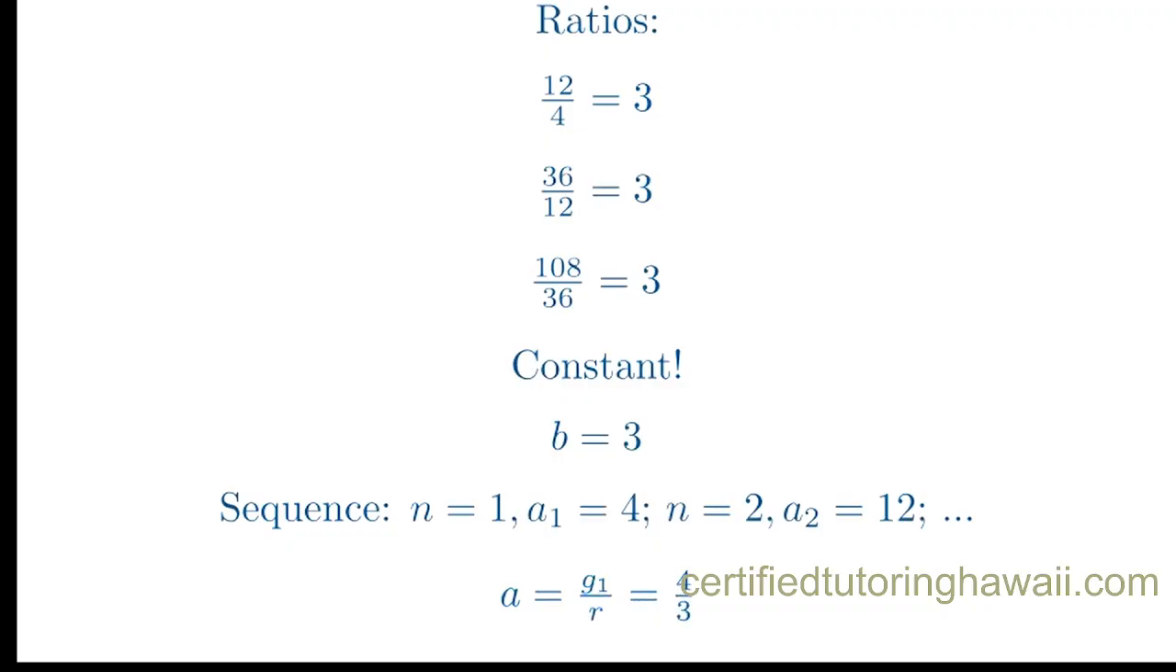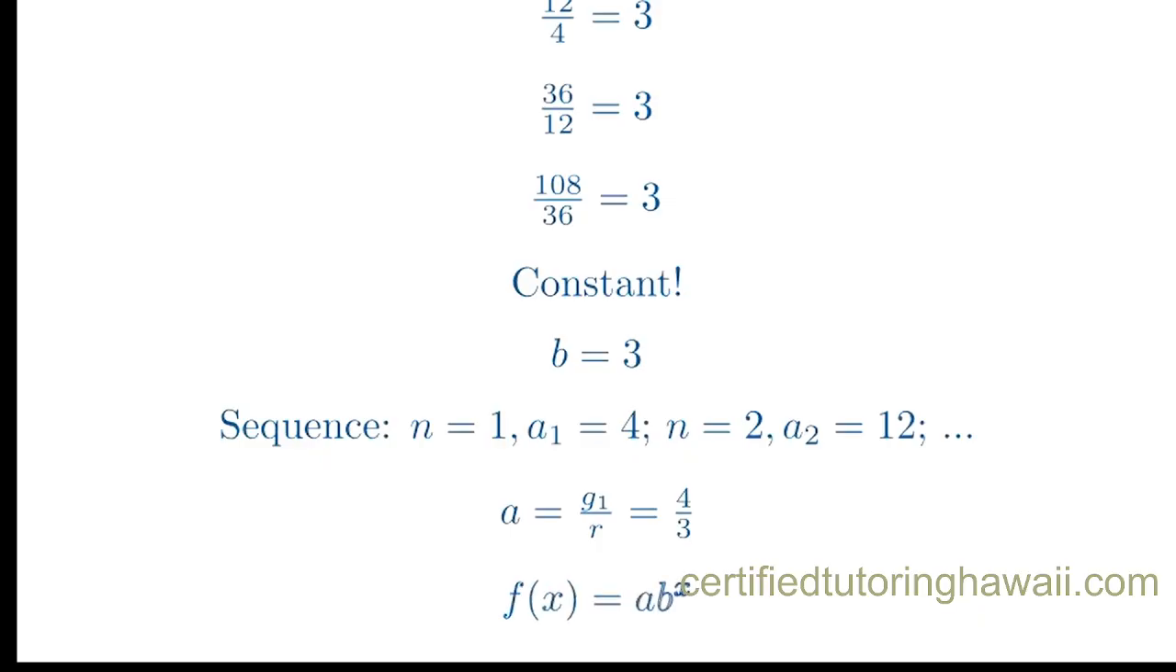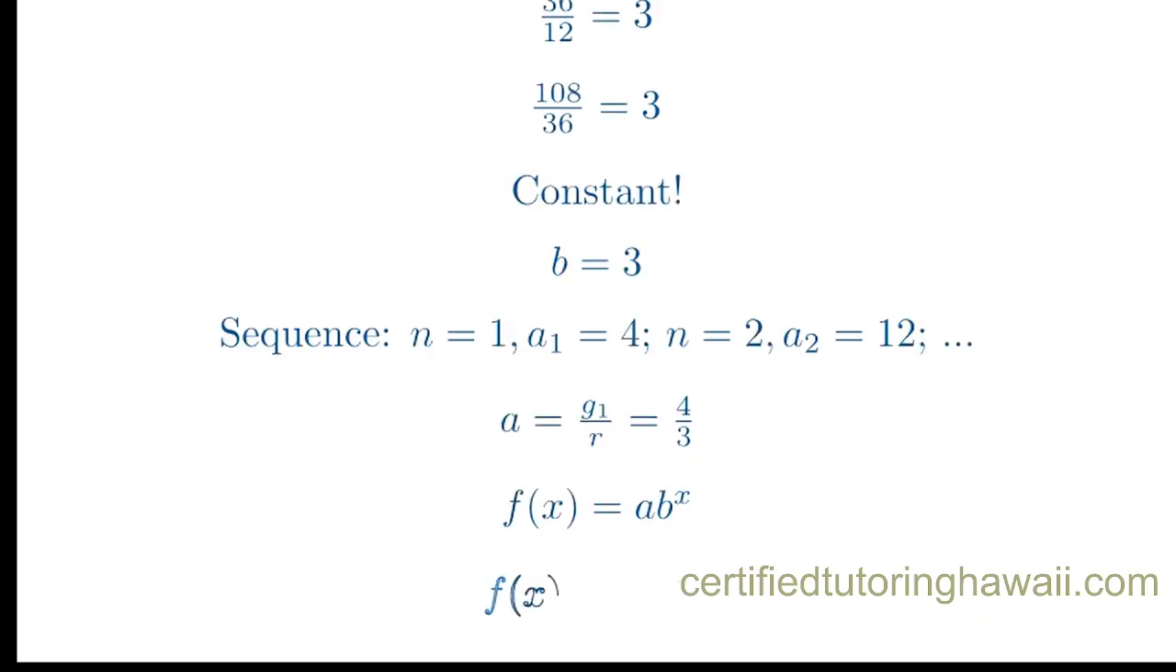With our base b and initial value a, we can write the exponential function. The function is f of x equals 4/3 times 3 to the power of x. This exponential function faithfully models the geometric sequence.